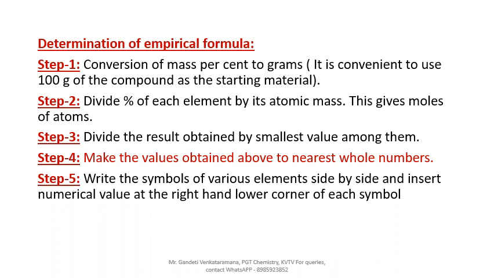Step 5: write the symbols of various elements side by side and insert the numerical value at the right and lower corner of each symbol. So all steps 1 to 5 have been mentioned here. Just go through steps 1 to 5 and try to understand. After looking at the example, you can understand very easily. So now we are going to solve one example.